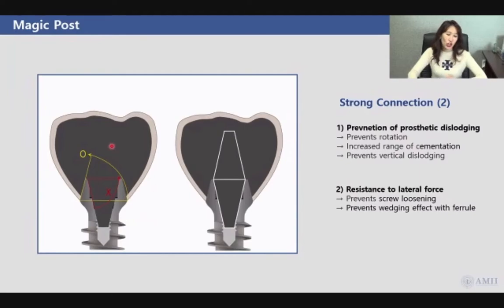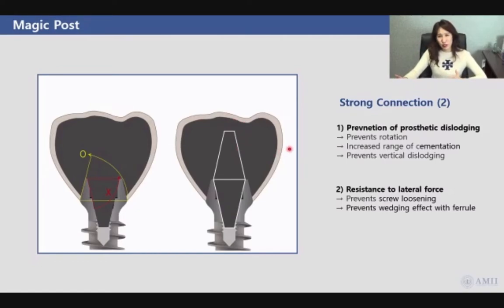That much of retention, cái mức độ lưu giữ như thế này, will prevent rotation, sẽ giúp ngăn ngừa, giúp chống xoay phục hình. It's going to increase the range of the cementation. Sẽ giúp tăng cái chiều cao để gắn dính xi măng. And also preventing the vertical dislodgement. Và cũng giúp ngăn ngừa cái lỏng phục hình theo chiều đứng.